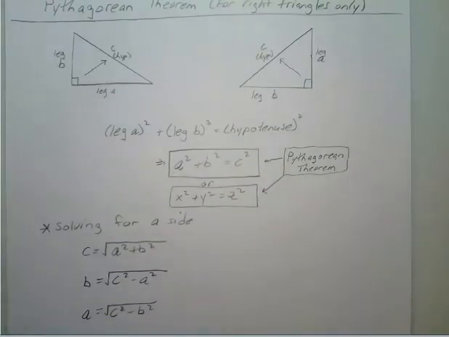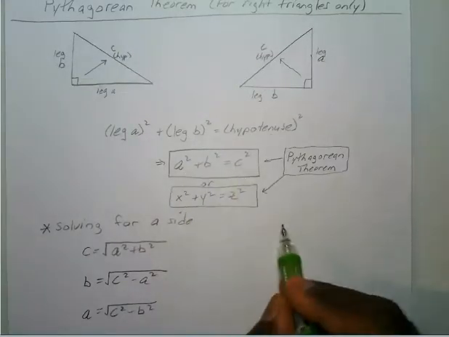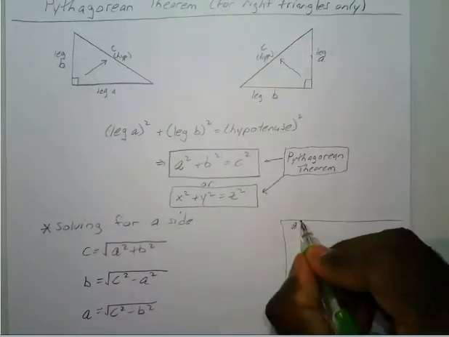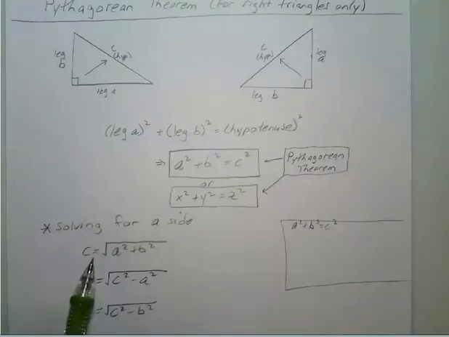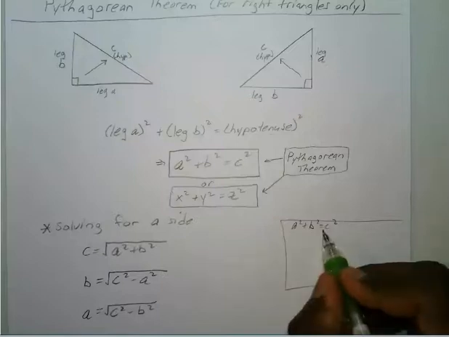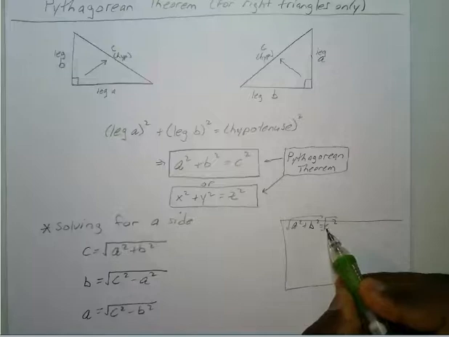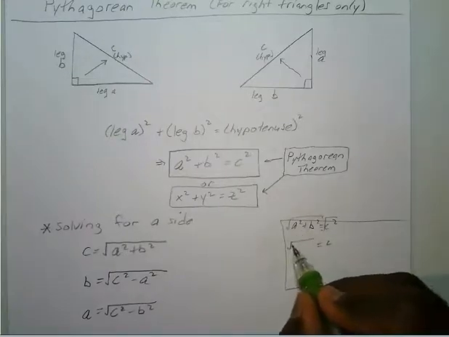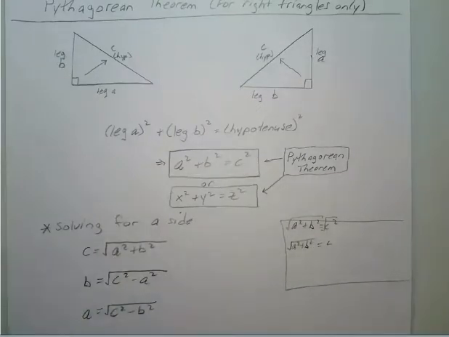Okay, now let's say you wanted to solve for a particular leg, or you want to solve for your hypotenuse. I'll write this out. A squared plus B squared equals C squared. Say you wanted to solve for C, you would just square root both sides. So the square root of C squared is just C, and that's going to equal the square root of A squared plus B squared. So that's how we get this one.